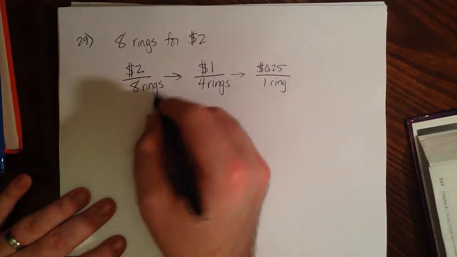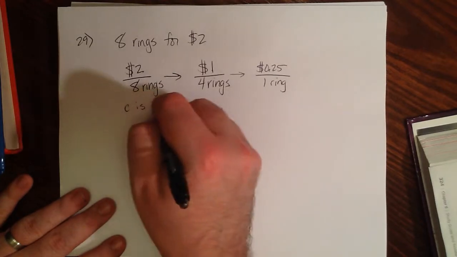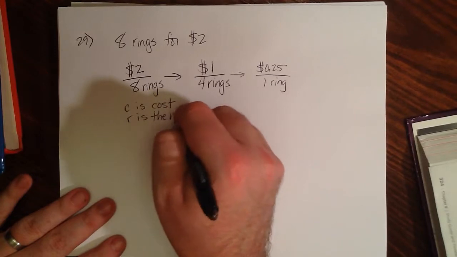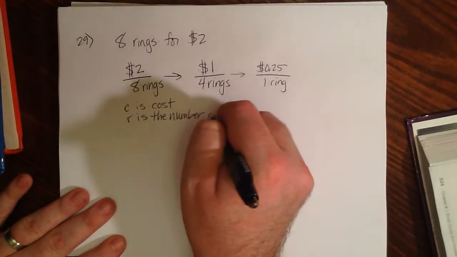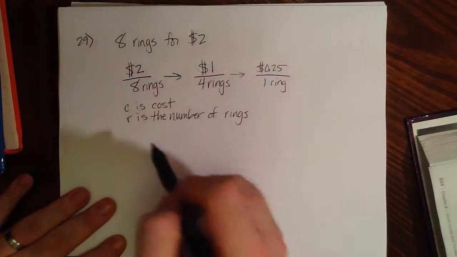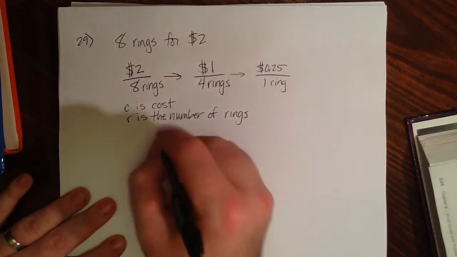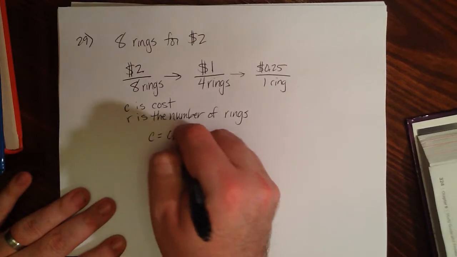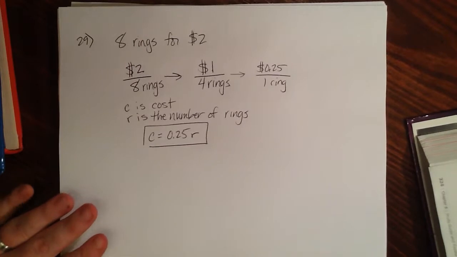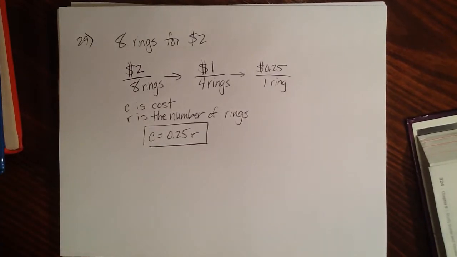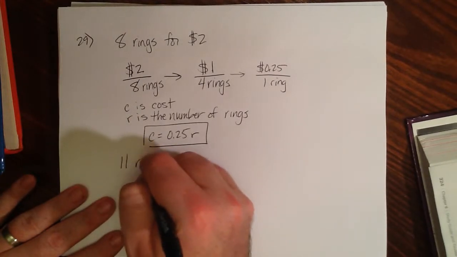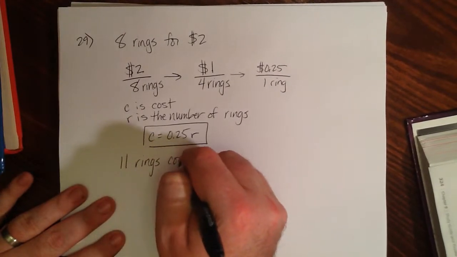So, if C is the cost and R is the number of rings, you'd see that you pay 1/4 of a dollar for every ring. So the cost would be 25 cents times the number of rings. That would be your equation relating the two. So then, how much would 11 rings cost?